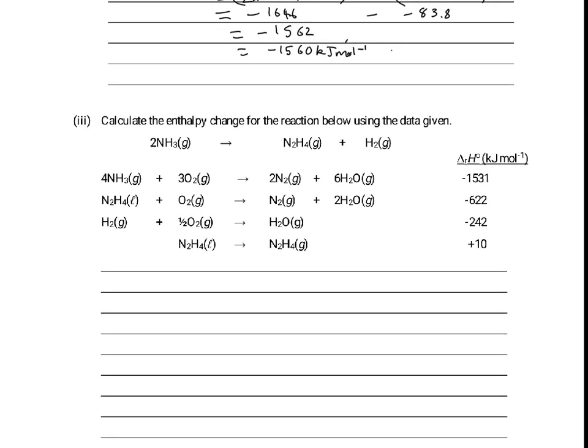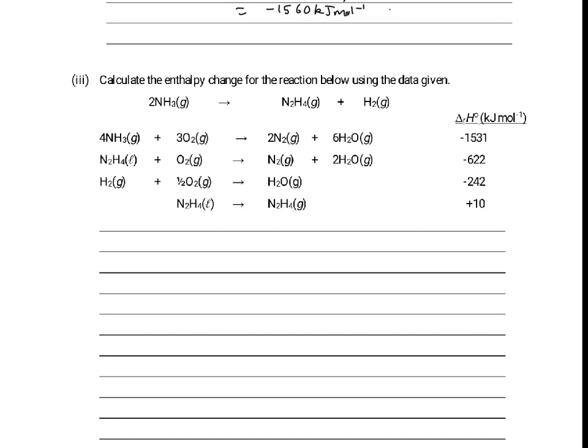Alright, the third question. Calculate the enthalpy change for the reaction below using the data given. So we are trying to work out the enthalpy change for ammonia turning into N2H4 and hydrogen gas. Now we can't use the shortcut in this particular case because we're given enthalpies of reaction rather than enthalpies of formation. So what we need to do is use Hess's law to try and work this out.